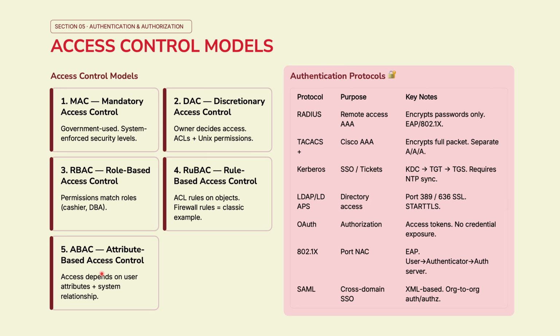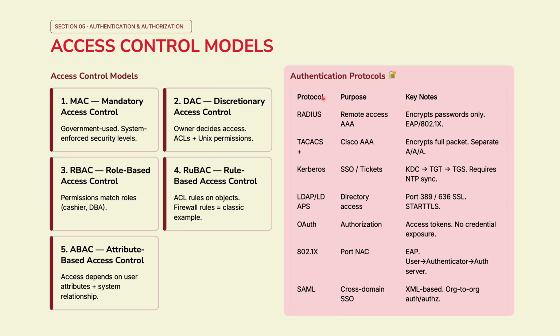Finally, we have attribute-based access control, which is the most granular model, evaluating access based on user attributes, resource attributes, environmental conditions, and their relationships. It is best suited for complex enterprise environments where simpler models cannot express the required policy.